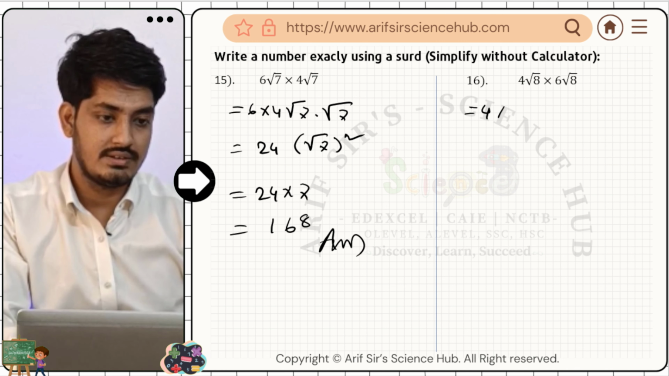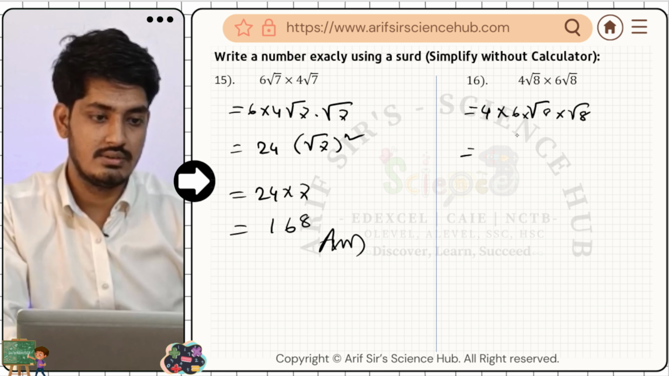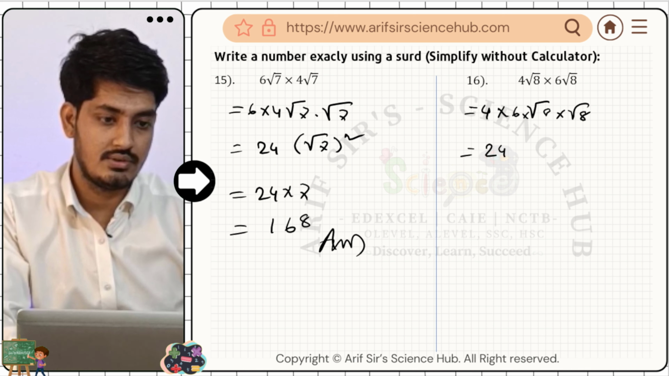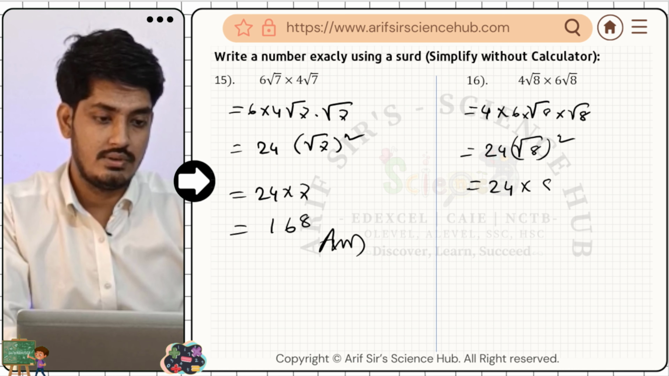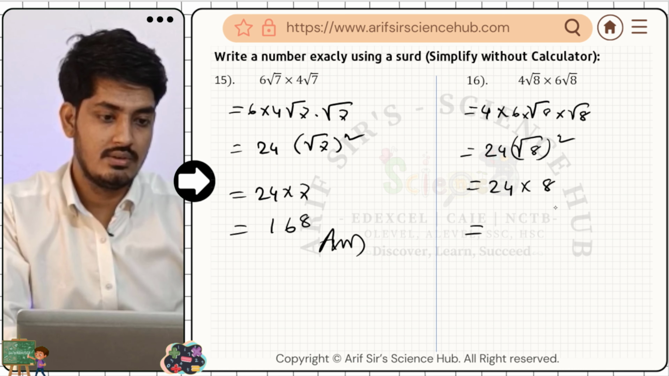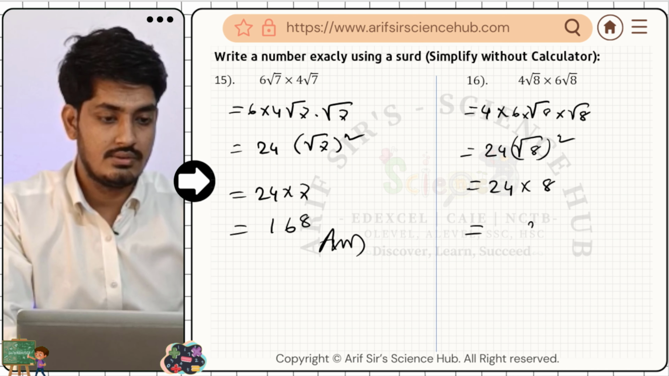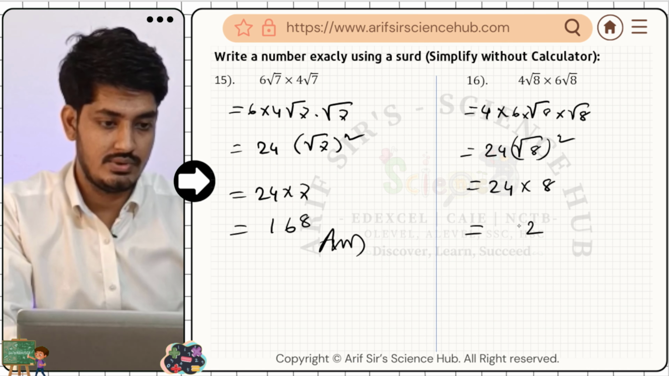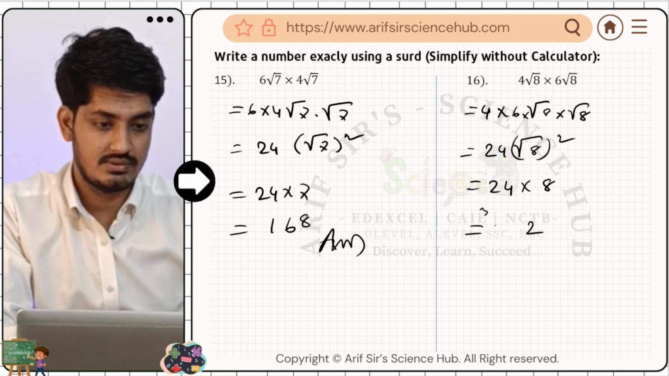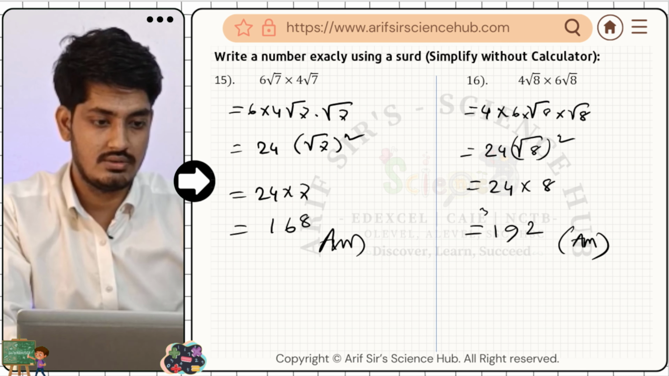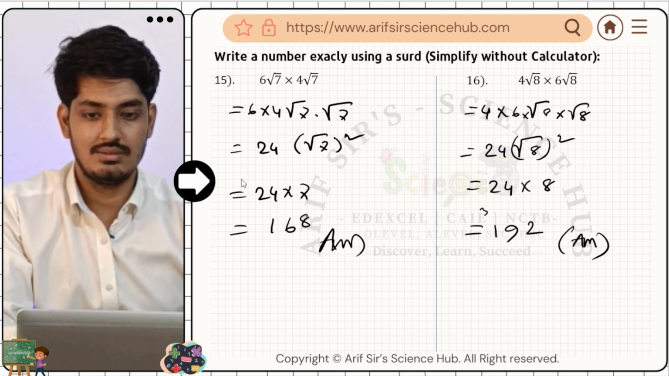Now we can solve exercise 16. So we can write it 4 into 6, then square root 8 into square root 8. So 4 into 6 should be 24, and square root 8 square, so 24 into 8. So 24 multiplied by 8 should be 192. That means 192 is the answer. Okay, so I think it's very clear to you.